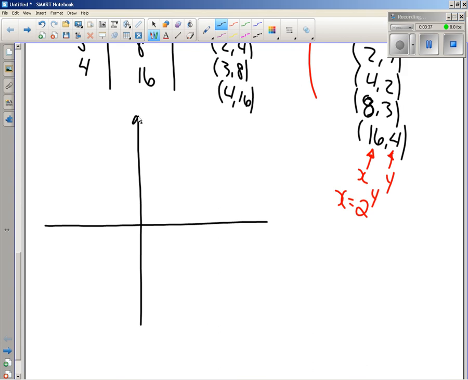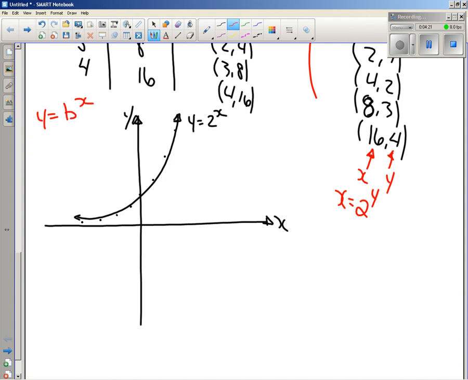So if we start off and we make an xy grid, and we start plotting some points, we could plot -4 and 1/16, -3 and an eighth, -2 and a quarter, and we're going to get a graph that looks like this. And this is for our graph y equals 2 to the power x, and it'll look the same sort of shape for any graph b to the power x.